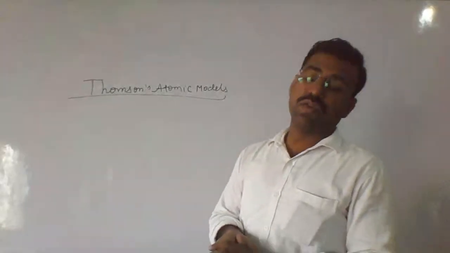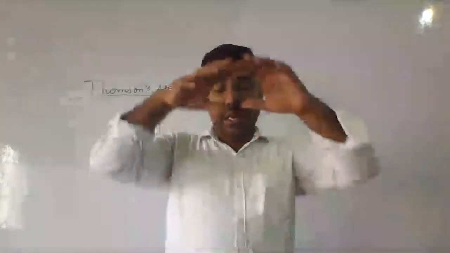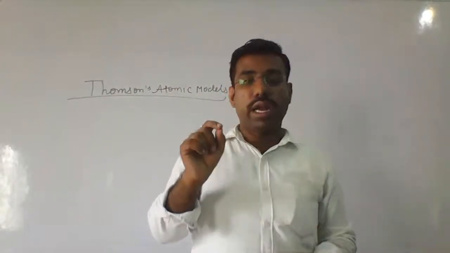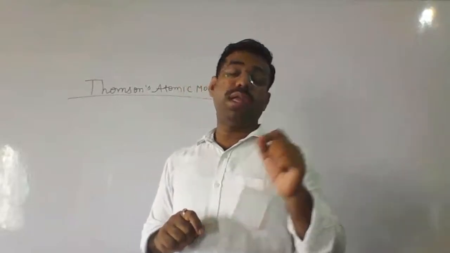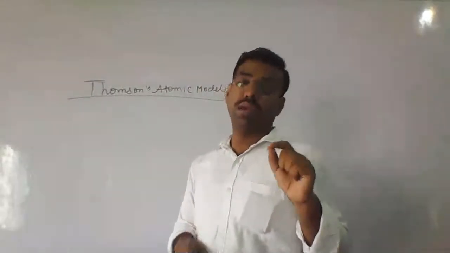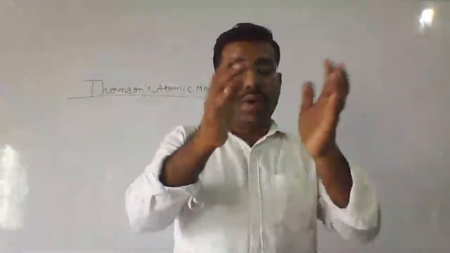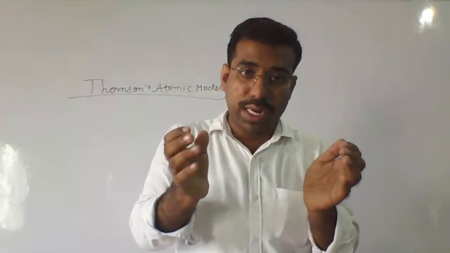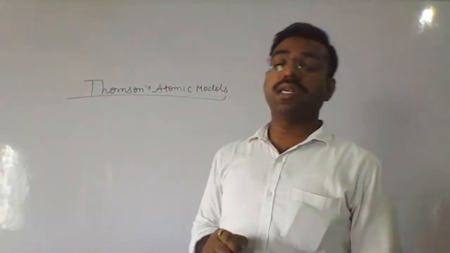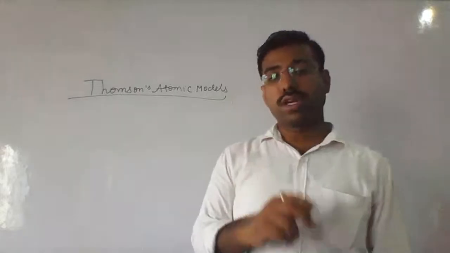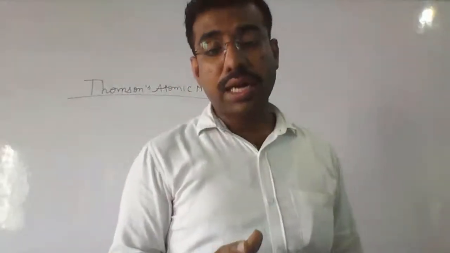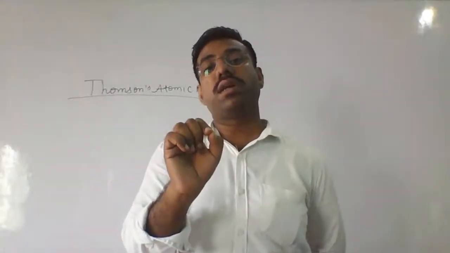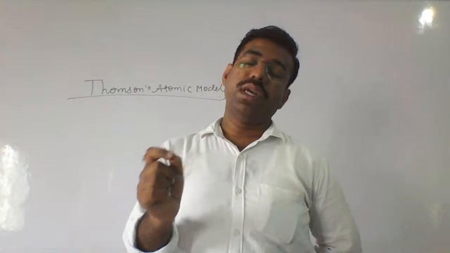An atom is a uniform sphere of positive charge, just like a football, in which electrons are embedded, just like the seeds in a watermelon. You must have seen a watermelon. The red edible part, the part which you eat, is the positive charge, and the seeds are the negative charge, that is, electrons. So this was Thomson's model.